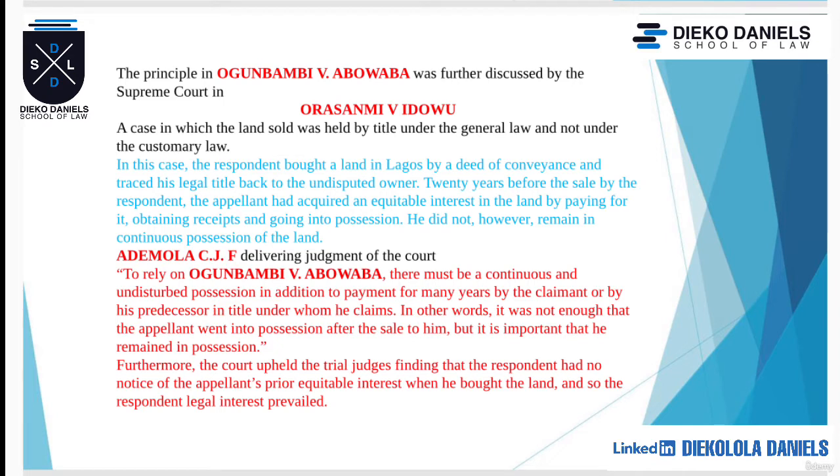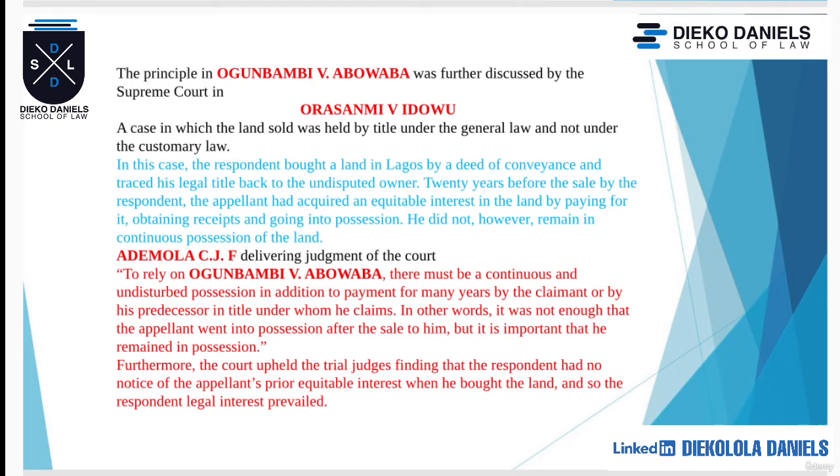He said to rely on Ogunbambi versus ABOWABA, there must be a continuous and undisturbed possession in addition to payment for many years by the claimant or by his predecessor in title. And I've told you before, predecessor in title is someone who comes before you, from whom he claims. Now, in other words, it was not enough that the appellant went into possession after the sale to him, but it is important that he remained in possession. Ademola CJF, you give us a new requirement.